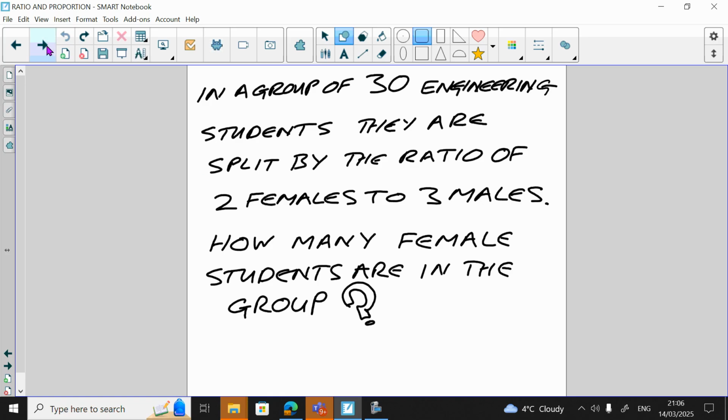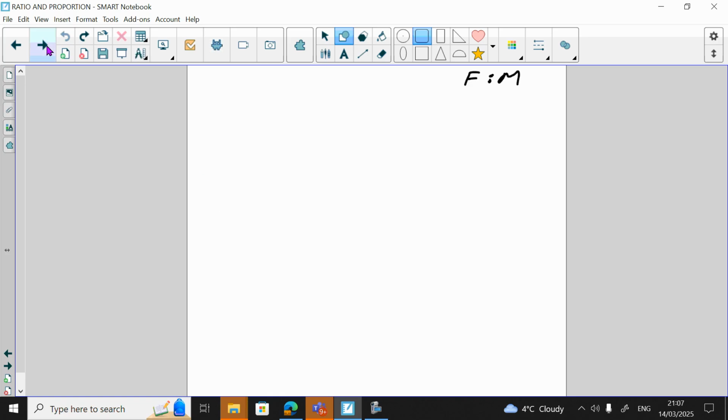Let's progress. So I'm using females to males, F to M. Okay, that's the ratio 2 to 3. But with some other piece of information, the total number of students is 30 here. So this is going to be slightly different from the last examples.